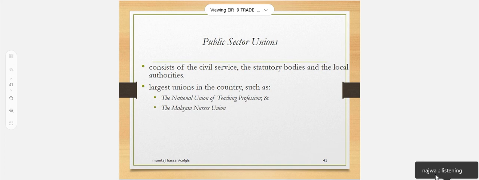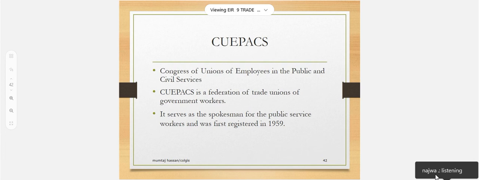Okay, the National Union of the Teaching Profession is the largest. And at some stage, the Nurses Union was also the largest in Malaysia. This is for the public sector. And we also have CUEPACS. Those who are working in public service know what CUEPACS is. CUEPACS is a federation of trade unions of all the government workers or government employees.